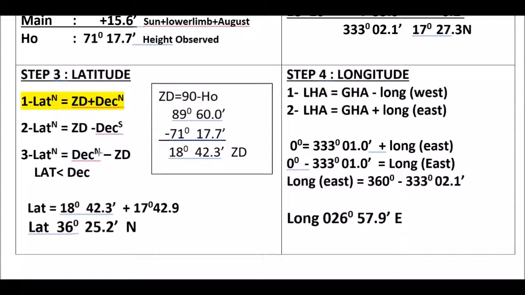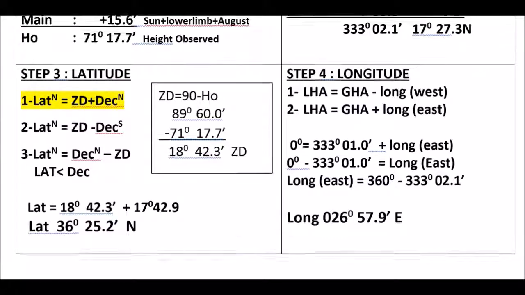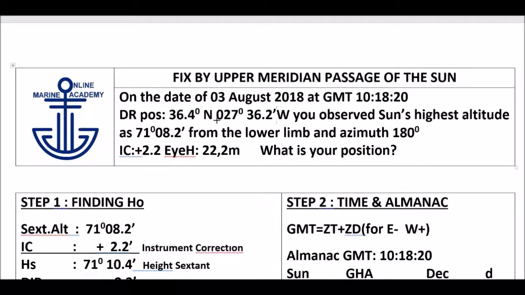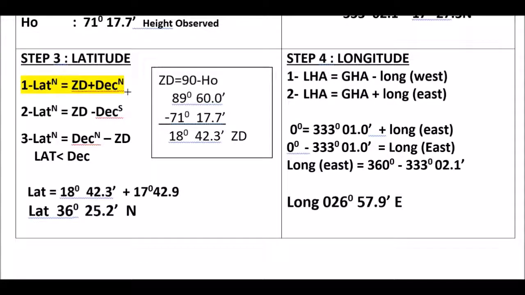If they have the same sign, latitude north, declination north, latitude south, declination south, but if the latitude is smaller than declination, you have to use the third formula. 17 degrees 27.3 north, our declination. Now latitude is bigger than declination, and latitude 36 degrees is given as DR. We are choosing in this case the first equation.